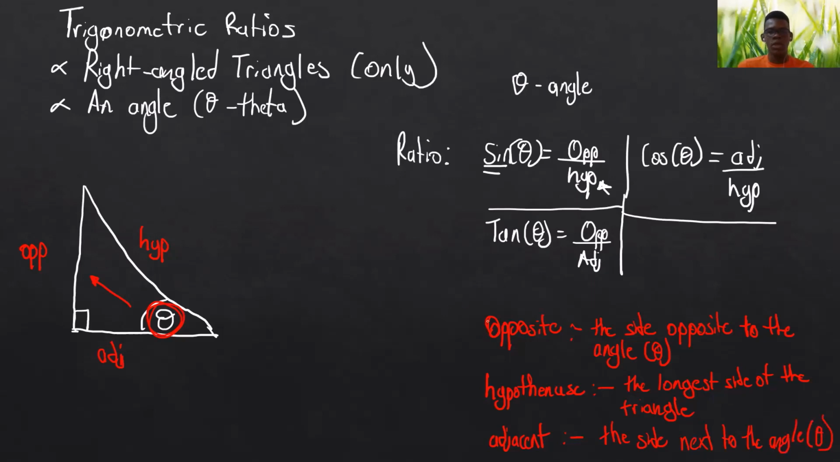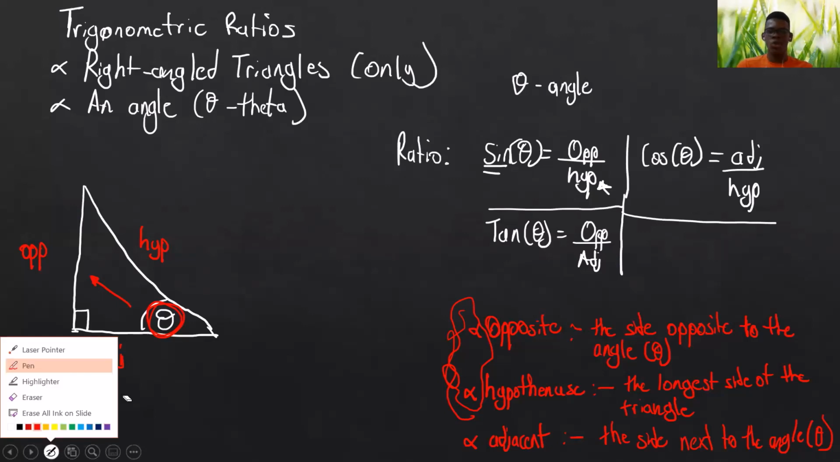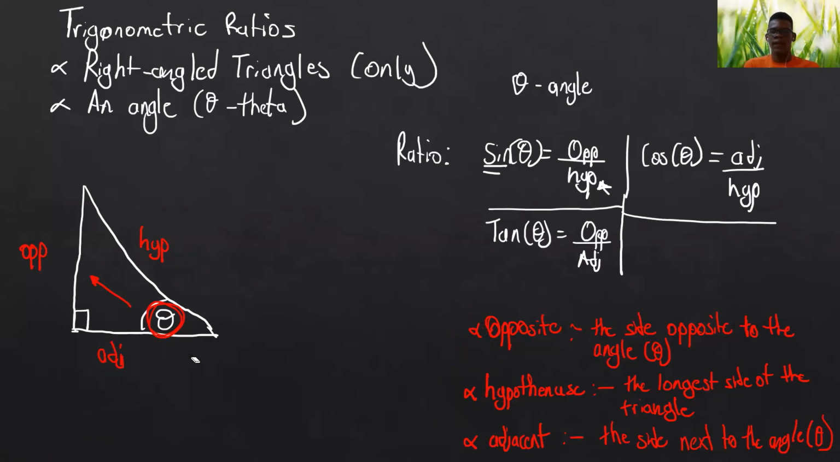Now you notice the order in which I labeled them, right? I identified the opposite first, then the hypotenuse, and then lastly the adjacent. The reason I did that is because it's easy for you to remember these two. If you label these two, the other side could only be the adjacent, because there's only 3 sides to the triangle. By method of elimination, you know that the other side is going to be the adjacent, right?